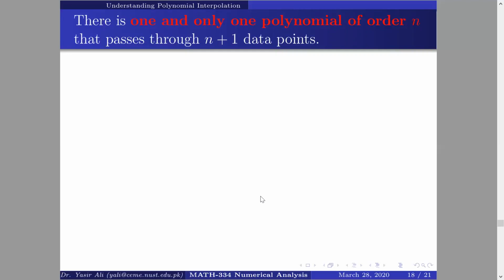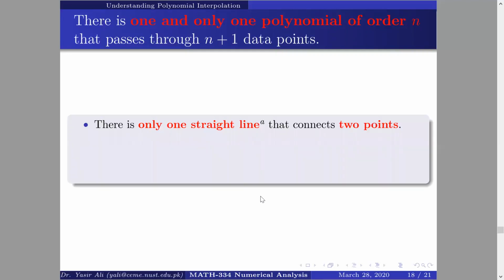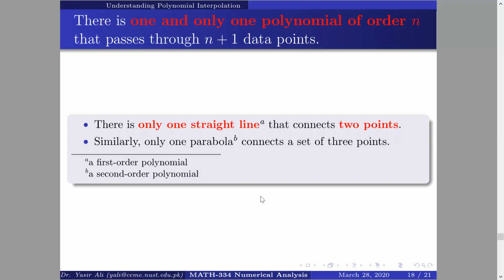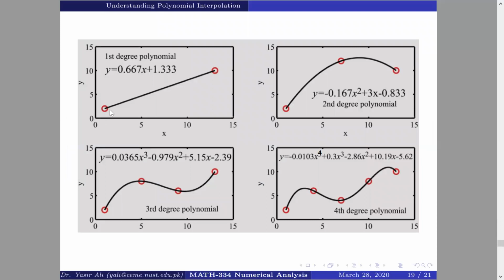Here we will discuss the relationship between the degree of the polynomial and the data points. We can see that there is one and only one polynomial of order n that passes through n plus 1 data points. We can start with a very well-known concept: a straight line can pass through 2 points, and there is only one straight line that can pass through 2 points. Similarly, a parabola, which is a second order polynomial, can connect 3 points.